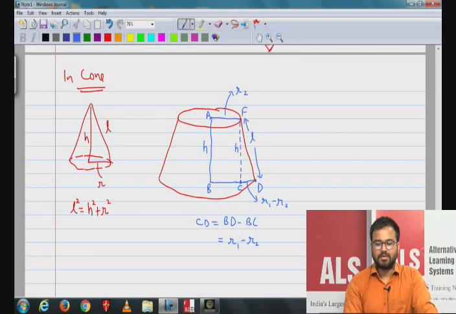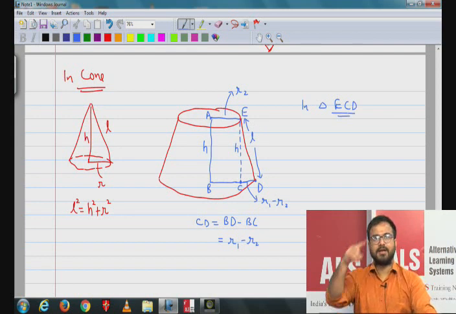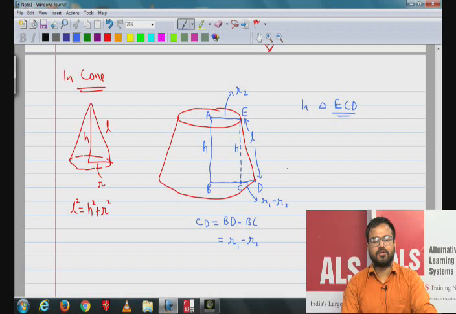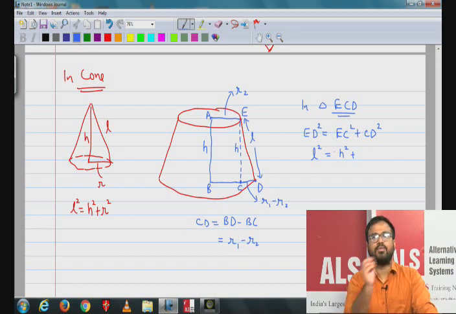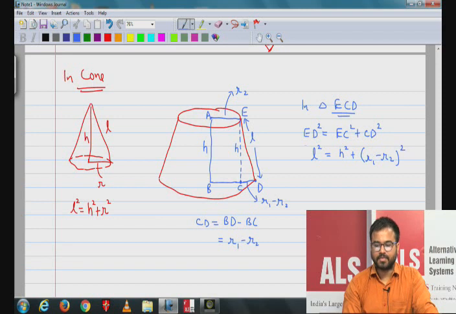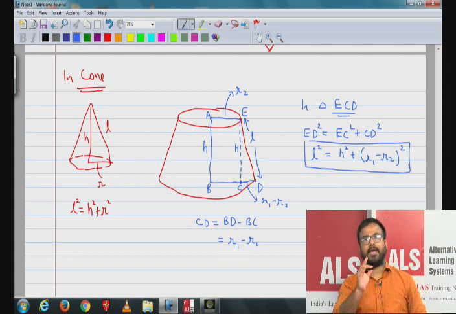Now in triangle ECD, you can see a right angle triangle is forming. So we can apply the Pythagoras theorem over here. ED square is equal to EC square plus CD square. So ED square, that is L square, is equal to H square, and in place of CD we can write R1 minus R2 whole square. This is the relation number 1 between the L, H and R: slant height, height and the radius.